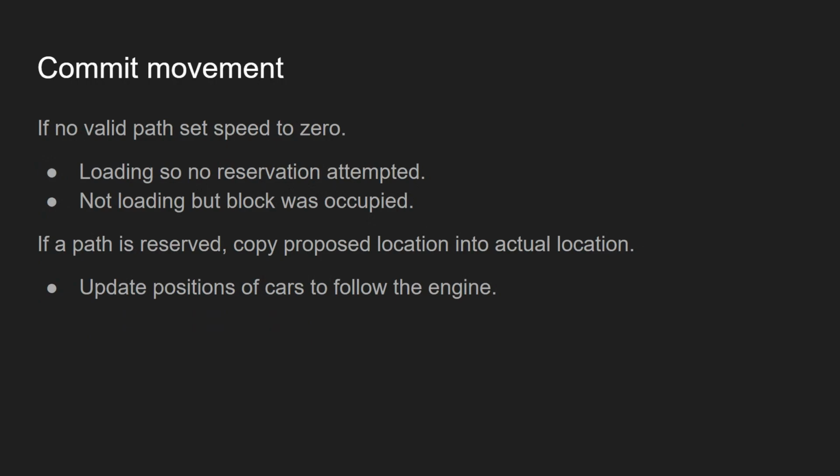Next, we need to commit the movement of the trains. If the train has no valid path, then the speed is simply set to 0. Otherwise, the proposed location is copied into the actual location of the train. All of the cars following the engine are then updated to move the same distance that the engine moved.